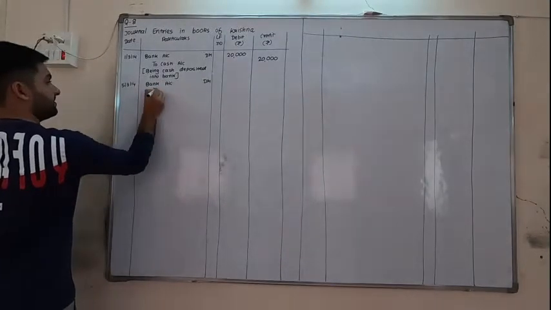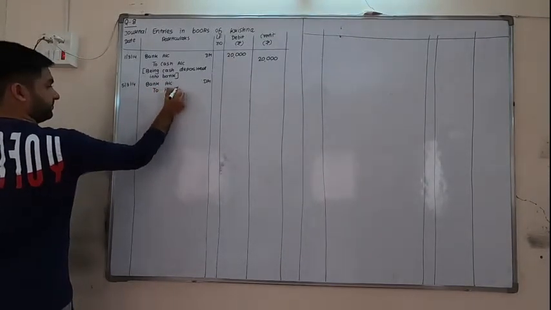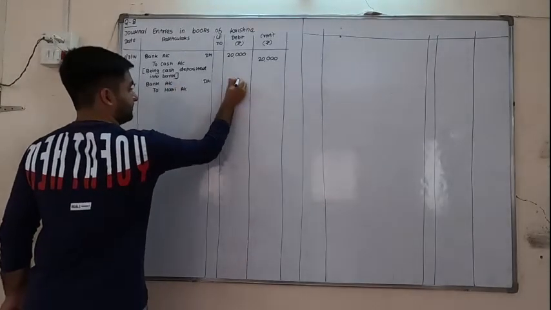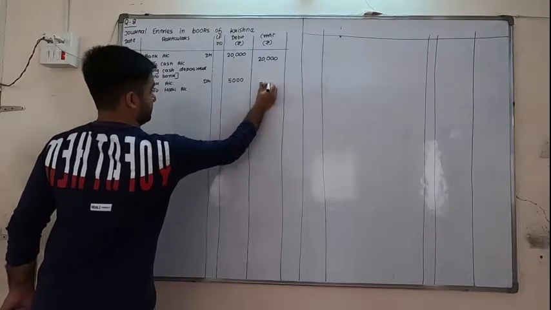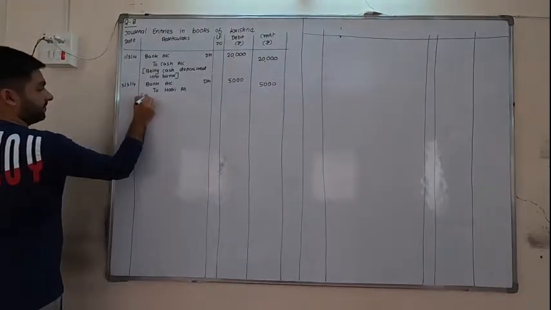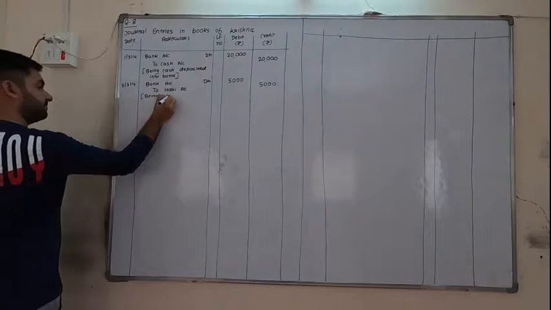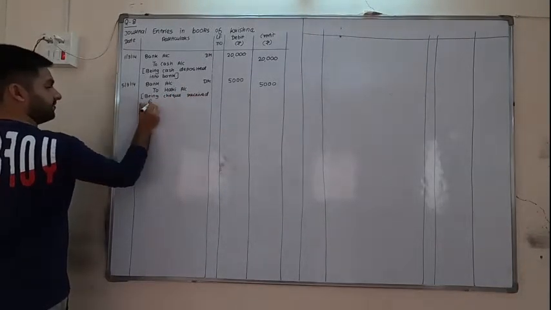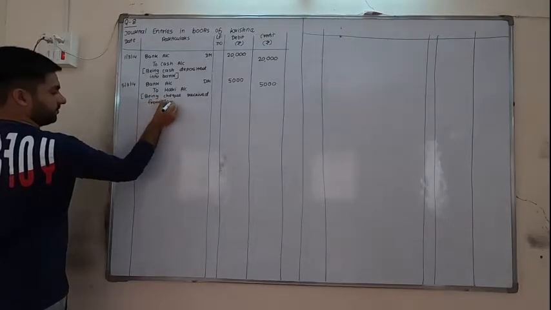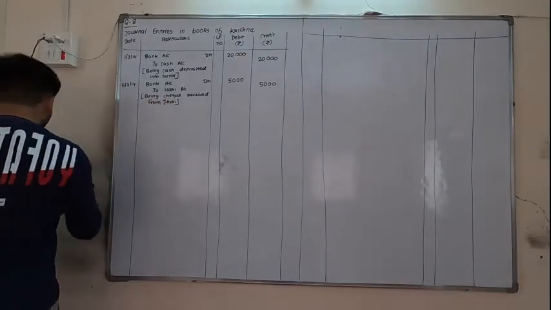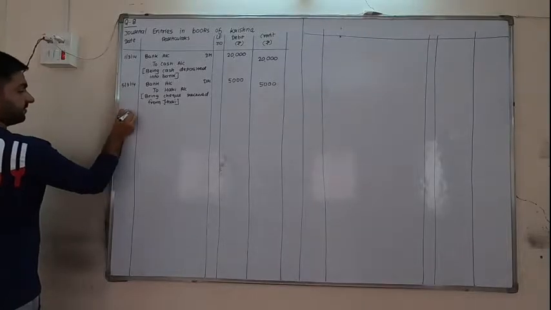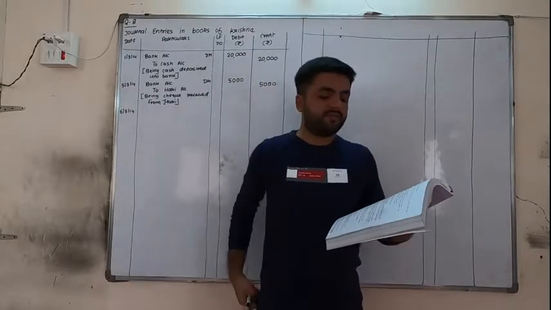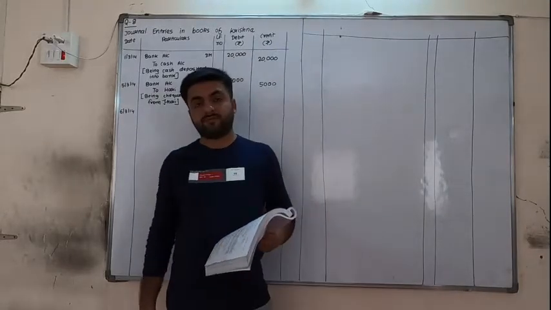Bank account debit to Hari account. Amount is 5,000. Narration: check received from Hari. Next date is 6/3/40. Check of 2,000 received from Ramnik Lal, for use.